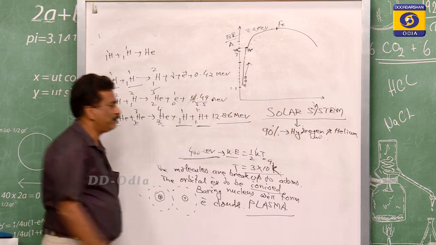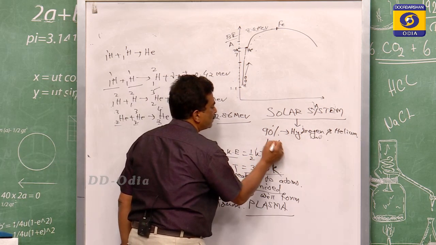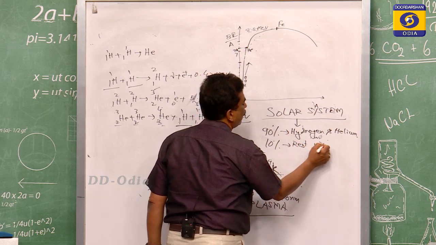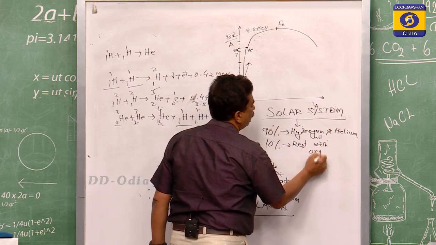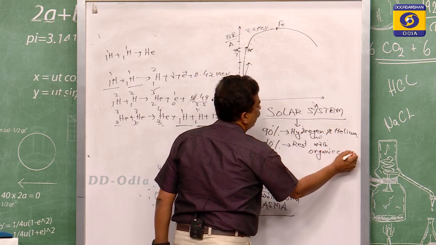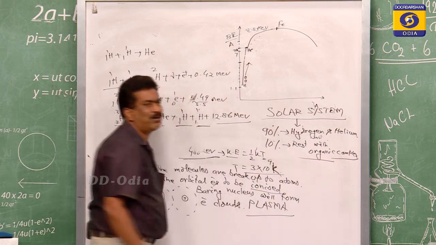Hydrogen and helium make up about 90%. Then the 10% is the rest, with organic complexes. Some organic complex is also formed there.